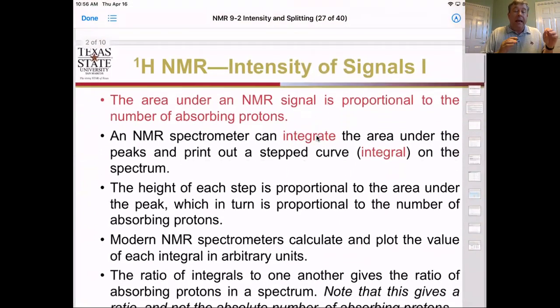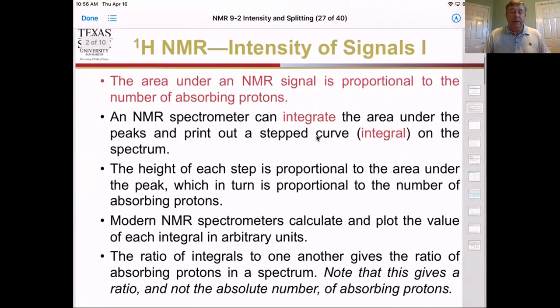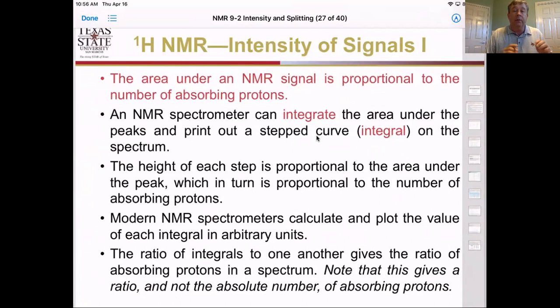Okay, the area under the NMR signal is proportional to the number of absorbing protons, not just the height of the peak, the total area under the peak. Therefore, the NMR spectrometer will integrate the area under the peak and print out a stepped curve or an integral on the spectrum. The height of each stepped integral is proportional to the area under the curve or the peak, which is in turn proportional to the number of protons.